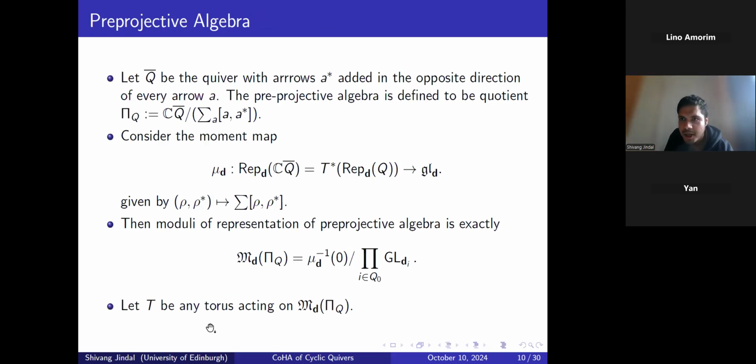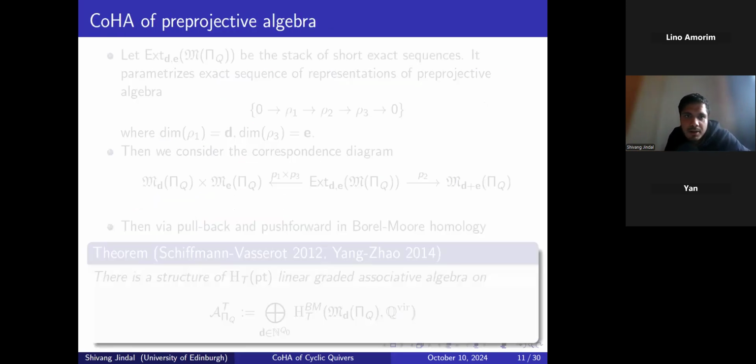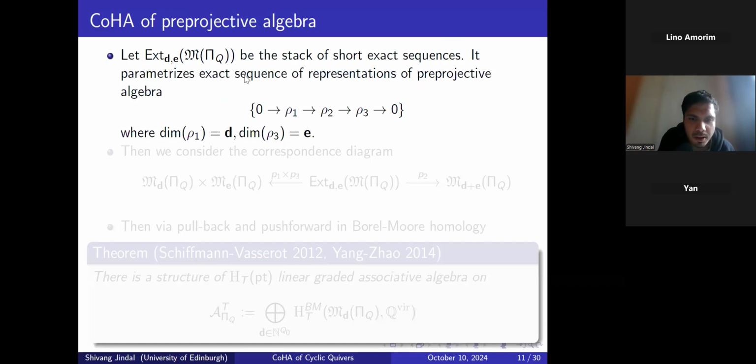Now let T be any torus which acts on this stack. We can construct the cohomological Hall algebra of the preprojective algebra. It is a general technique which I think has been spoken about many times in the seminar. We take the stack of short exact sequences, X(d,e). With two different dimensions d and e, it is a stack which parameterizes representations of the preprojective algebra with a short exact sequence, where the first object is of dimension d, the third object is of dimension e, and consequently the middle term is of dimension d plus e.